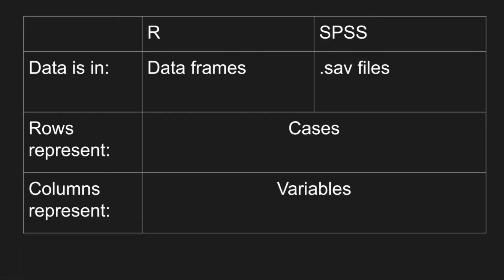So to recap, data in R and SPSS is quite similar, although in R we call them data frames, and in SPSS we call them .sav files. In both cases, the rows represent cases, for example, the students who did the survey in the fingers data set. And the columns represent variables: sex, race, ethnicity, different aspects of those students.